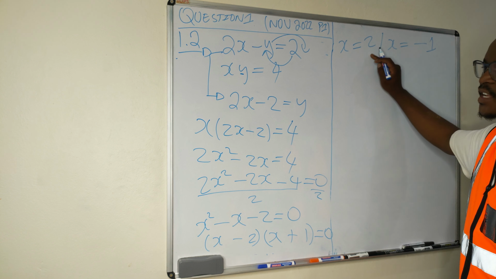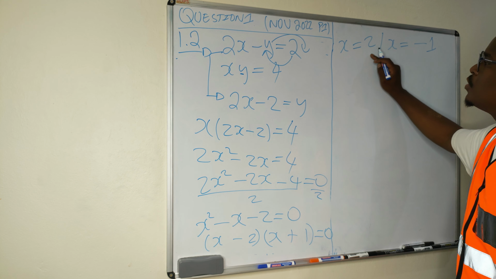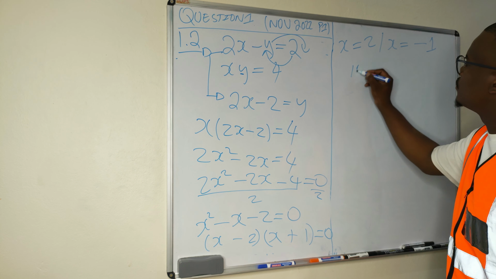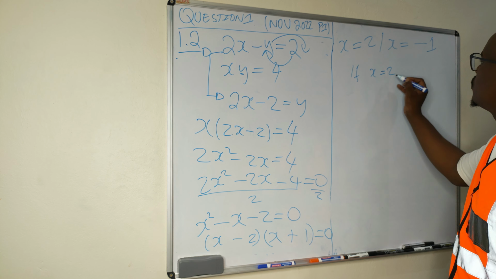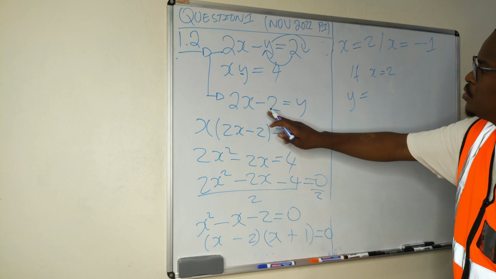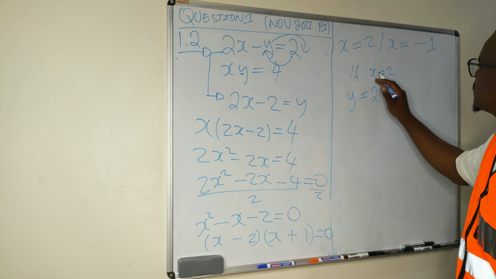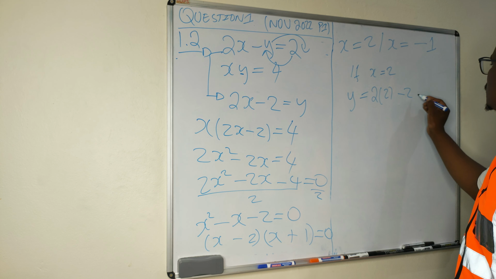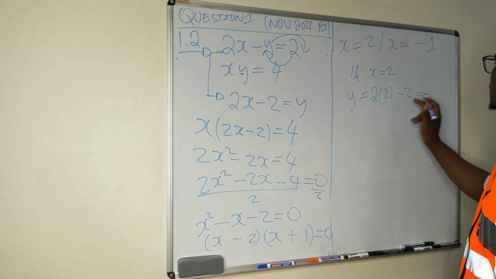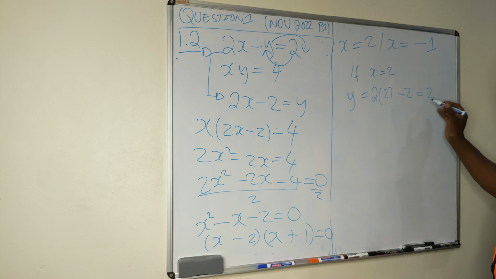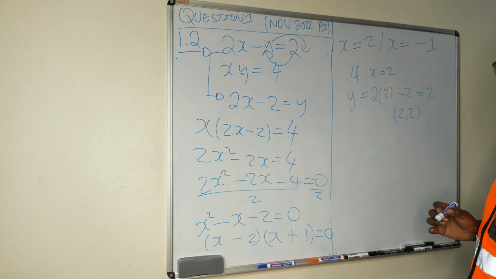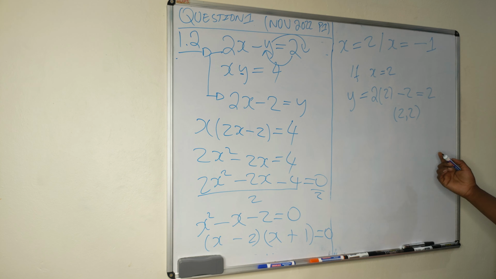So now that I've got the x values, I want to find the corresponding y values, right? So if my x is equal to 2, my y is equal to 2 times x, which is 2, minus 2, which is equal to, this is 4 minus 2, which is equal to 2. So my coordinates will be 2 and 2. My corresponding x and y, x and its corresponding y value.